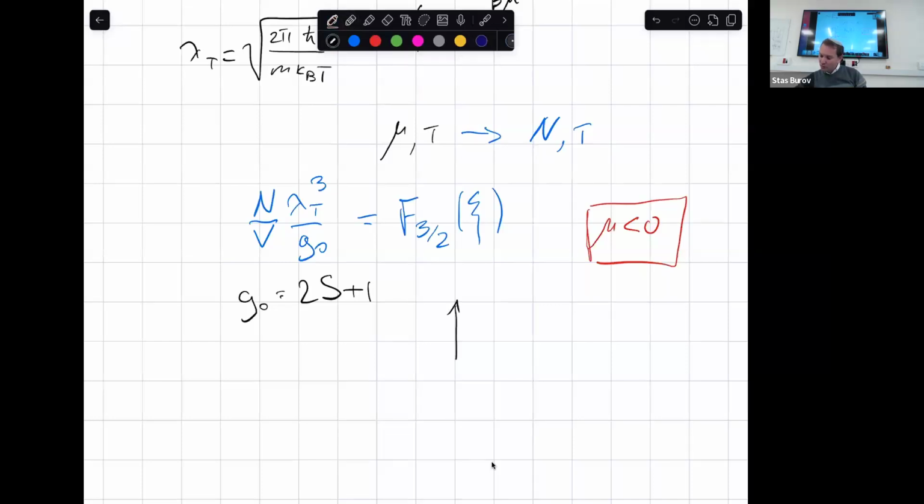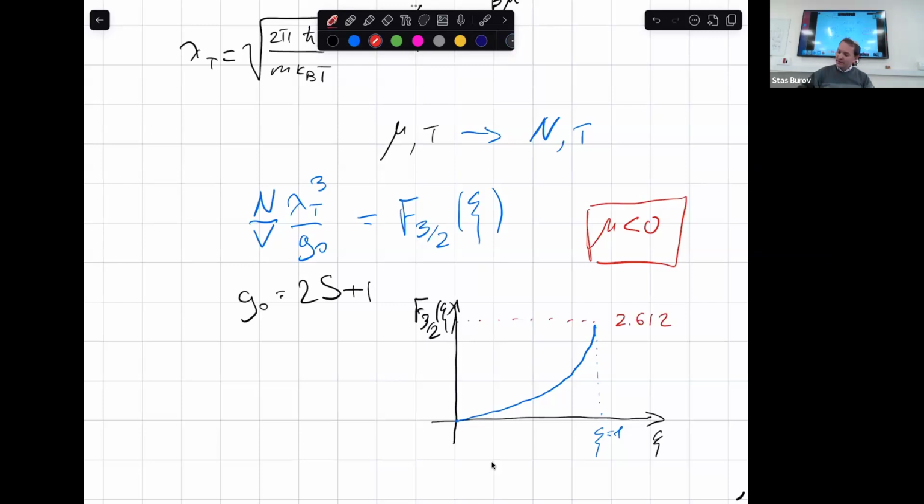If we plot this polylogarithm function, f_{3/2}(zeta), as a function of zeta, we know that it starts from 0 and rises up to the point when zeta equals 1, and it gets the value of 2.612. And that's it. It doesn't go above that.